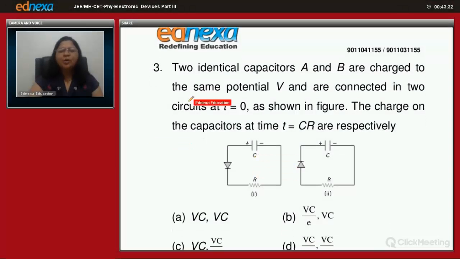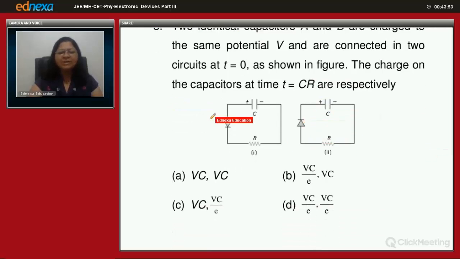Next, two identical capacitors A and B are charged to the same potential V and are connected in two circuits at t equal to 0 as shown in the figure. The charge on the capacitors at time t is equal to RC respectively. So here a diode is given to you and the charged capacitors are connected like this.